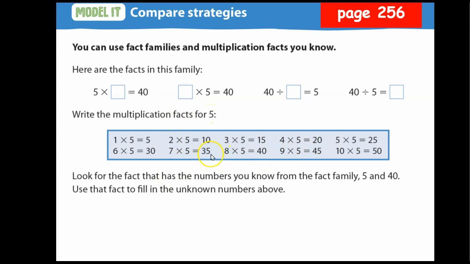Which ones do I see here? Well, which ones have 40? There's only one, right? This one right here, correct? Look at the facts that have the numbers you know from the fact family, 5 and 40. Well, here it is, 5 and 40. So what's missing up here at the top?